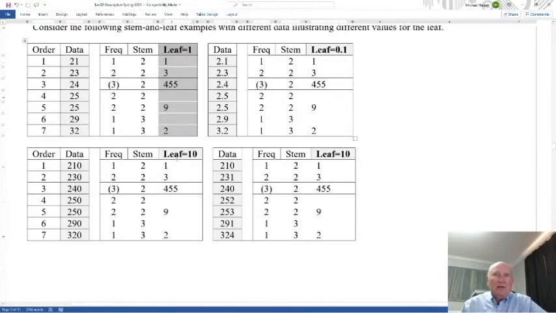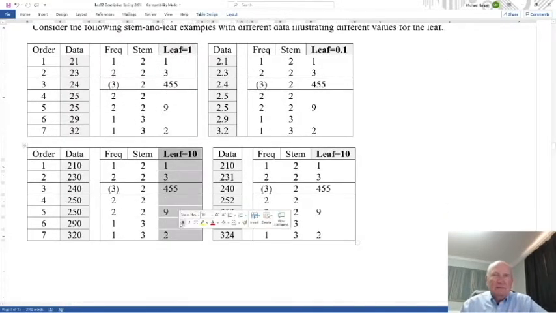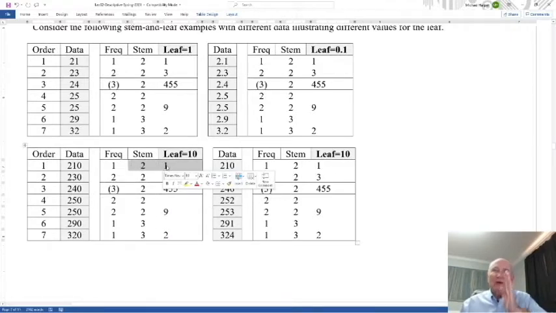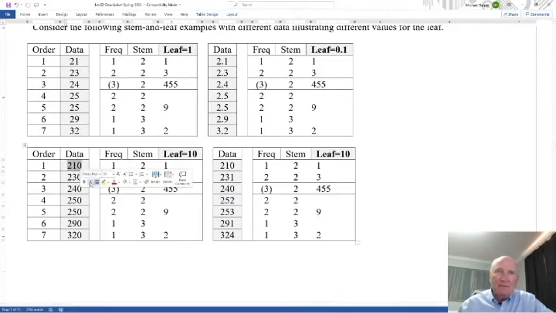Let's come down here. A leaf of 10. Oh, so that 1, 3, 4, 5, 5, 9, and 2 is not in the units digit. It's in the tens digit. The stem is 2. If 1 is in the tens digit, then 2 is in the 100s digit. So that 1 represents 210. 1 is in the tens digit, 2 is in the 100 digit. This number here, since the leaf is 10, is 230, etc.